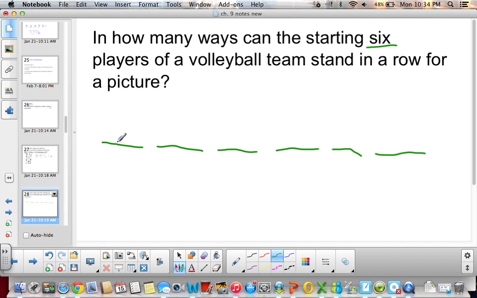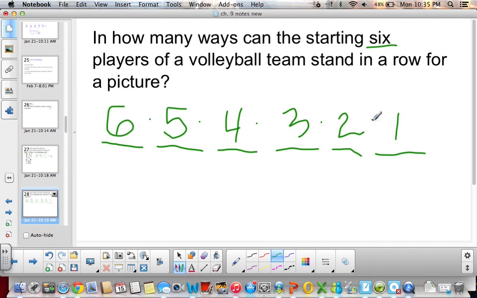Well, for our first spot, we can pick out of all 6. But now 1 is already standing here. So for our second one, we only have 5 left. And then for our third spot, because now we've already picked 2, we have 4 left. And then we have 3 left, 2 left, and then that last spot is for that last person waiting. So then we multiply together: 6 times 5 times 4 times 3 times 2 times 1.